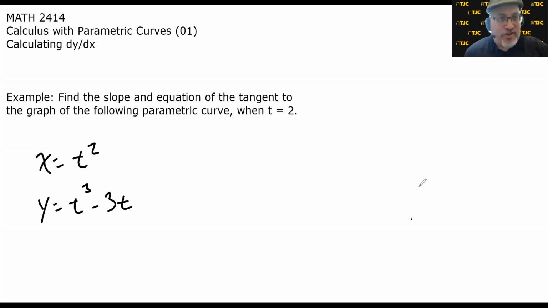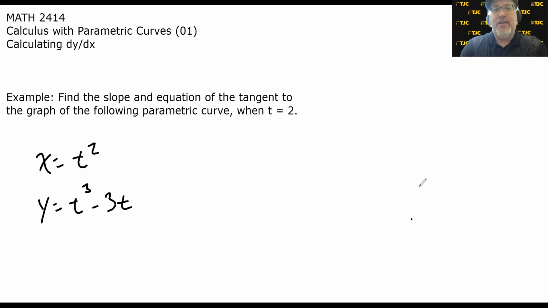Math 2414, Calculus with Parametric Curves, Video 1, Calculating dy/dx. Now, normally when we have a curve defined parametrically, we have x as a function of a third variable, often t, and y as a function of a third variable, often t. But we can still view the relationship as y as a function of x, or at least on some interval for the parameter for which the graph passes the vertical line test.